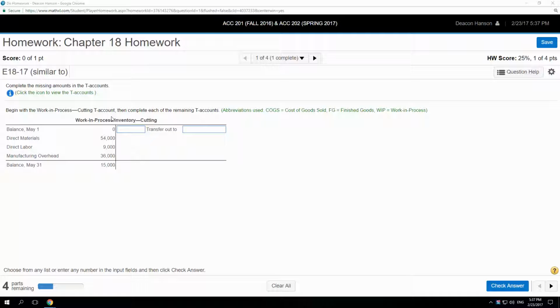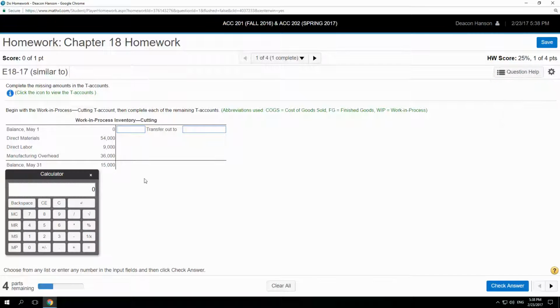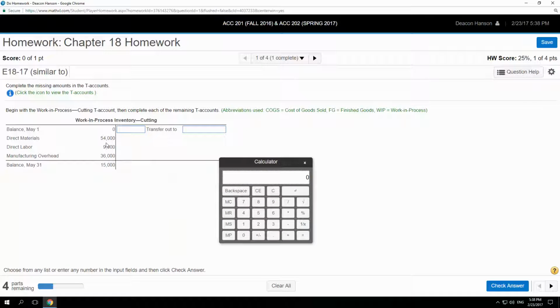So it looks like this company has a cutting department. Okay, so you can see the beginning balance was 0, and then they added direct material to the process, they added direct labor, they added manufacturing overhead, and then there's an ending balance of 15,000. Okay, that just doesn't add up. That's a T account. And when you go 54 plus 9 plus 36, that doesn't equal 15.